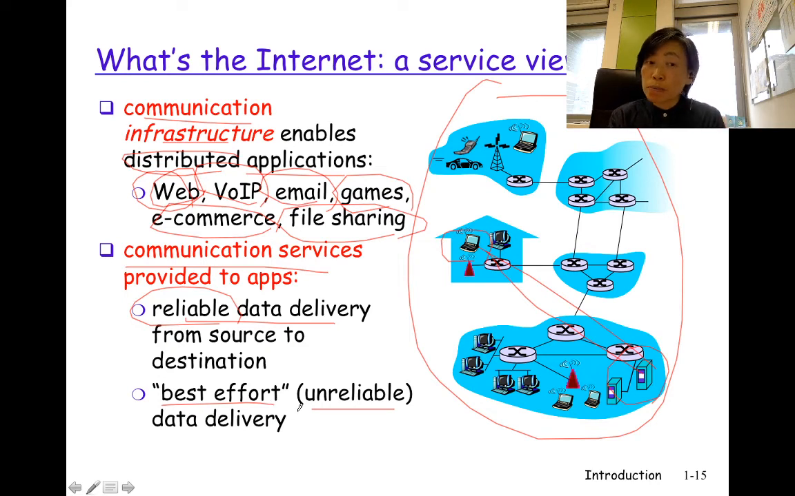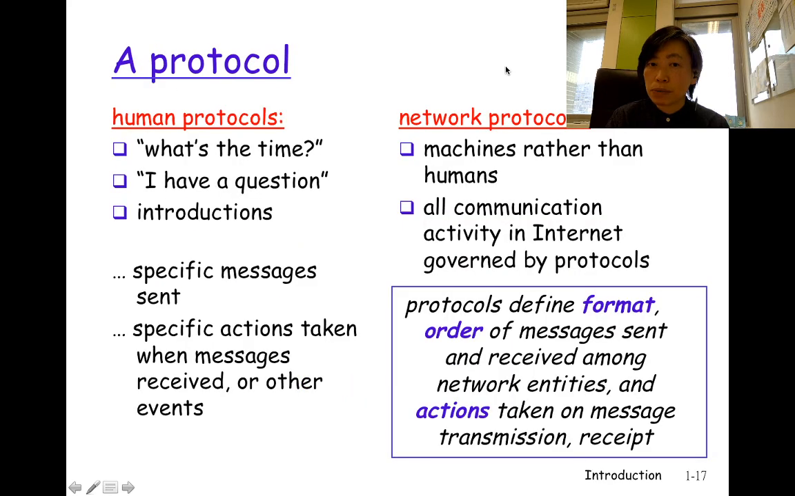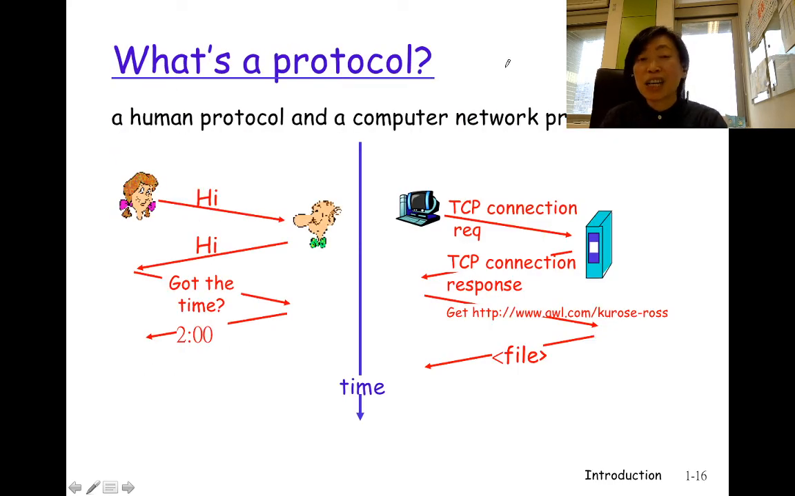And for your amusement, TCP is the protocol to allow reliable data delivery for an application running on top of it. And UDP is the alternative service as opposed to TCP, but it is a best effort data delivery service. All right, so TCP there, UDP there, I just mentioned earlier, HTTP. Each one of these is called a protocol.